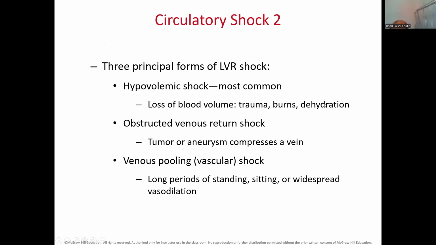Hypovolemic shock is when we don't have enough water in our blood: trauma, burn, where we have lost a lot of water, or hemorrhage. I can't believe they didn't add that one here. Hemorrhage, like a gunshot wound or stabbing, you lose blood endlessly. Obstructed venous return shock is when a tumor or aneurysm compresses the vein. And venous pooling is when there's vascular shock and long periods of standing, sitting, or widespread vasodilation, and the blood is not circulating because it's pooling.